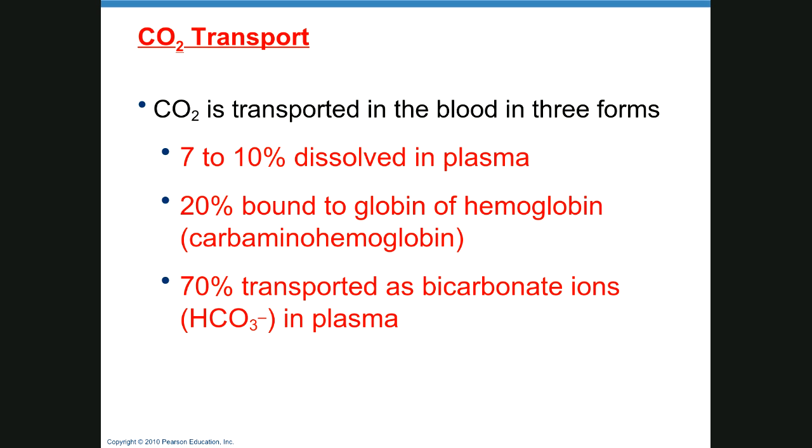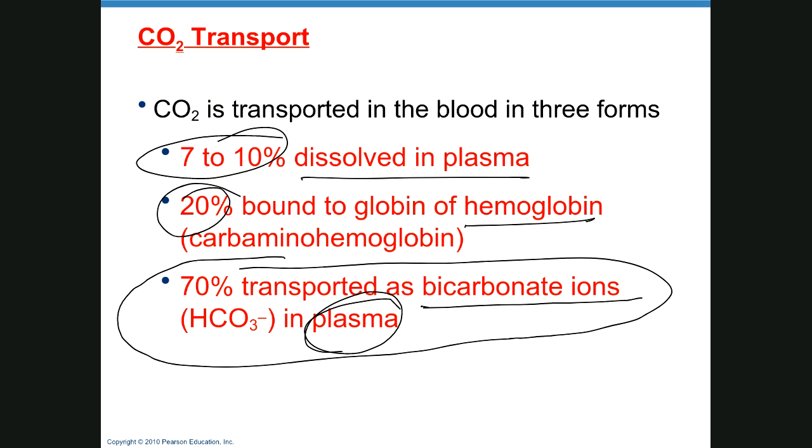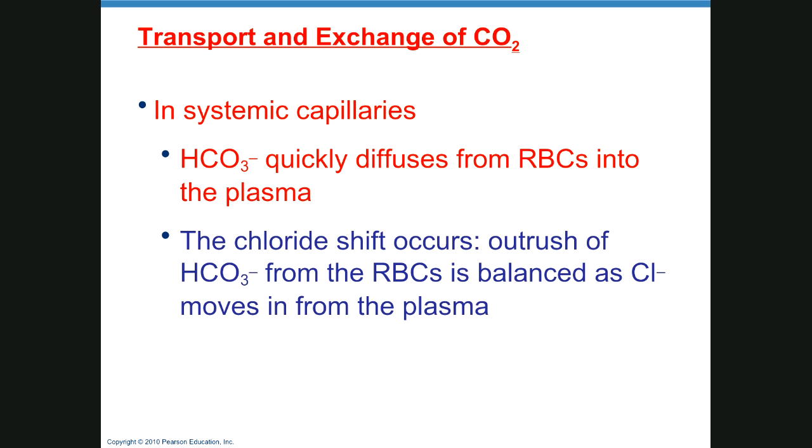Okay, this next thing is important, transport of carbon dioxide. Definitely know these. Most of the carbon dioxide is going to be transported in plasma, not in hemoglobin, but not as carbon dioxide. Instead, it's going to be transported as bicarbonate ions. 20% will be transported bound to hemoglobin, 7 to 10% is transported as CO2 in plasma. I'll go into this in just a second.